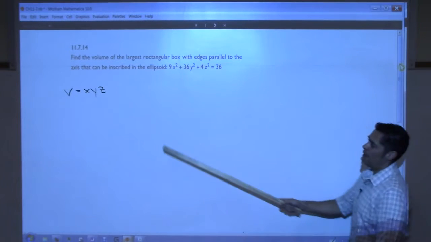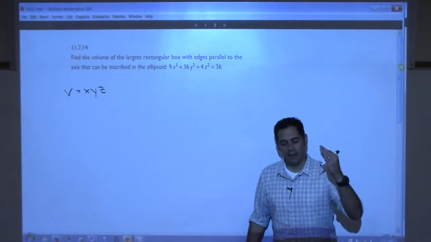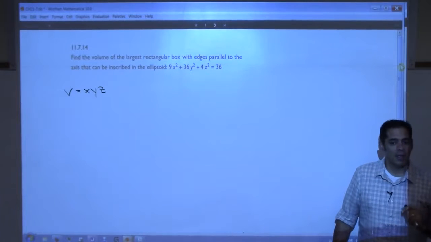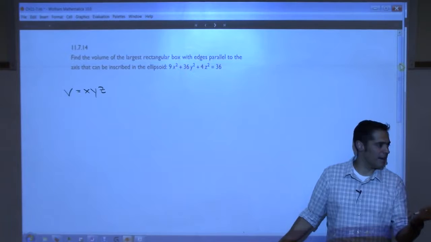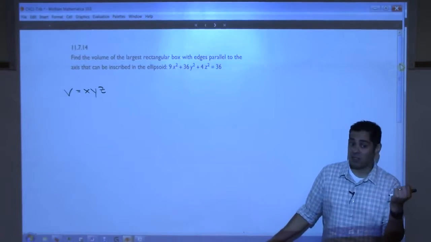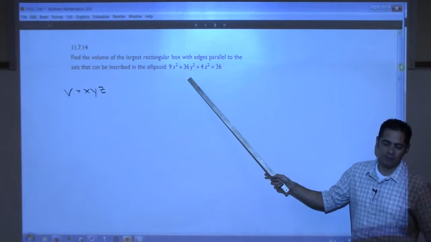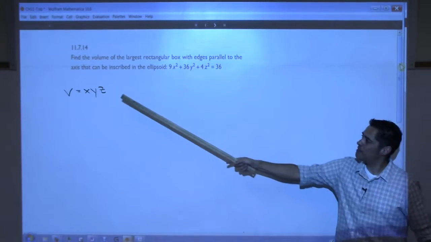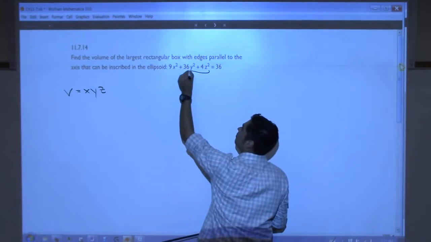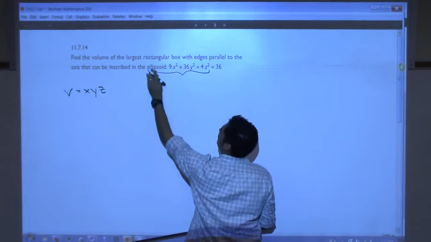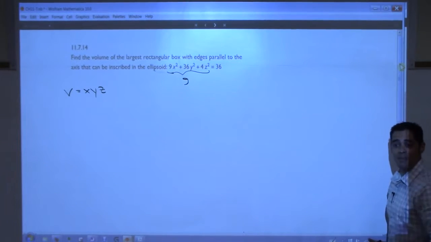We have a function, f, we'll call it f even though it's V. This is f of x, y, z, yes? But that x, y, z can't be just any x, y, z. It's constrained, right? The x, y, z must live on this ellipsoid. That's the constraint equation. Understand? I want the maximum of this constrained to this. This is our g. So let's try and set this up.